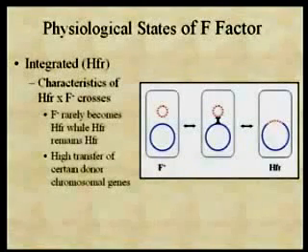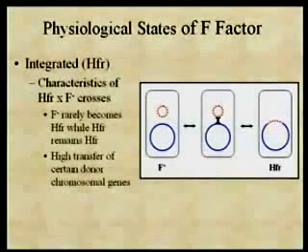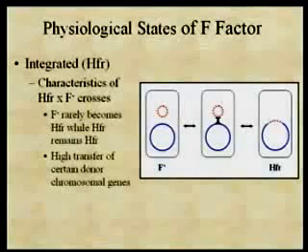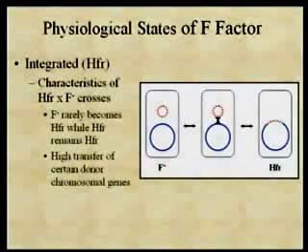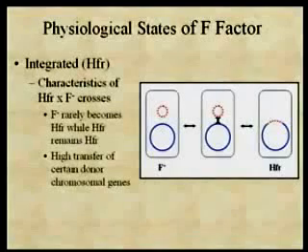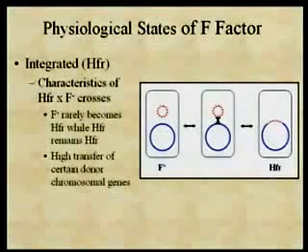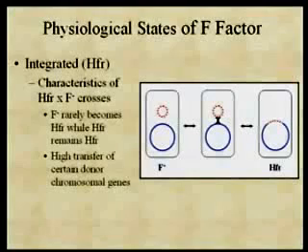Again, there we have two circles. A single recombination event between two circles results in integration, just as we saw with lambda. So the F factor can actually integrate into the chromosome by a recombination event. All right, so we have now an HFR strain.